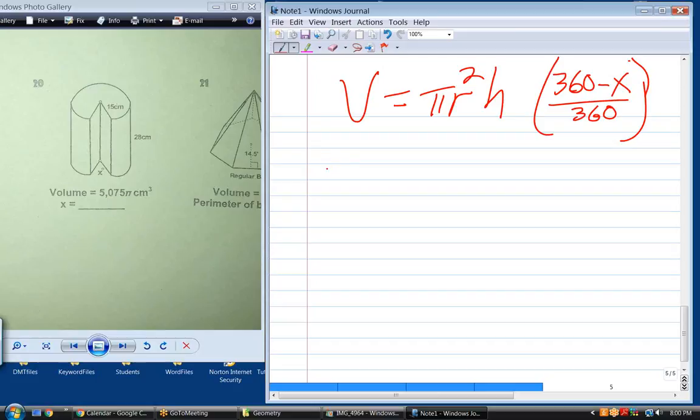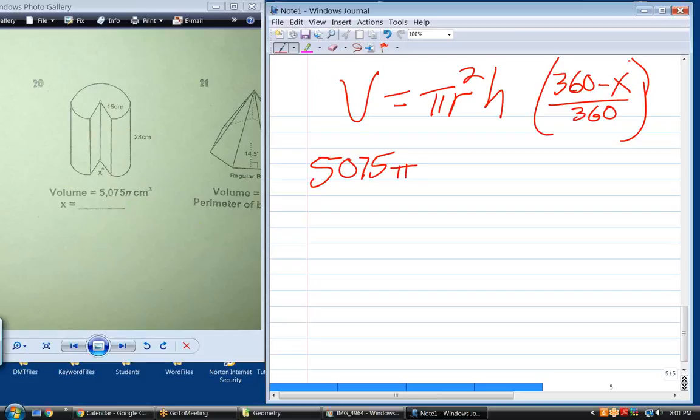What's the next line? 5,075 equals... Don't forget the pi. That pi is awful easy to overlook. Why? Because it looks a lot like that m. And in fact, if this were millimeters cubed, we'd have pi mm, and you'd have to look really close to see the pi. But know that when you're dealing with circular objects, pi is going to be in the volume every time. Whether it's a right cylinder or a cone or a part of a right cylinder, the volume's always going to have pi in it.